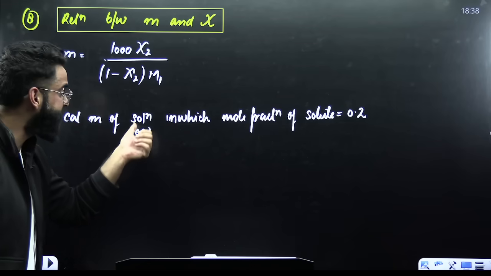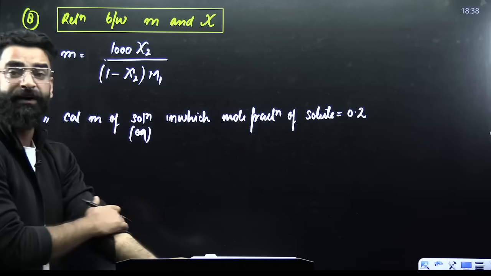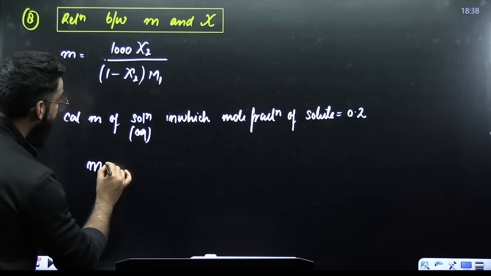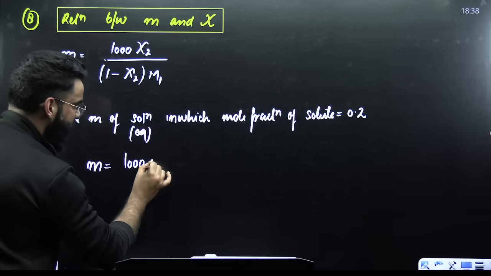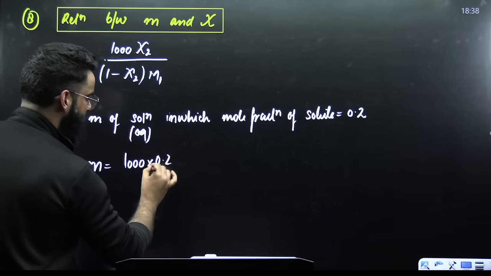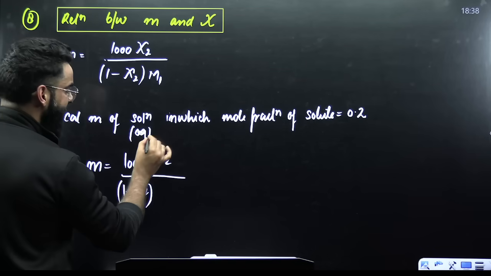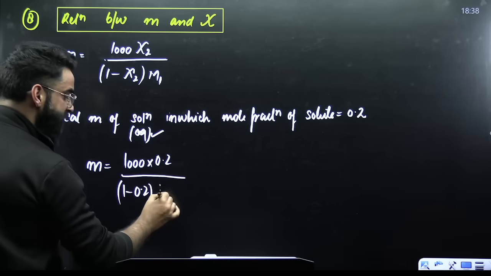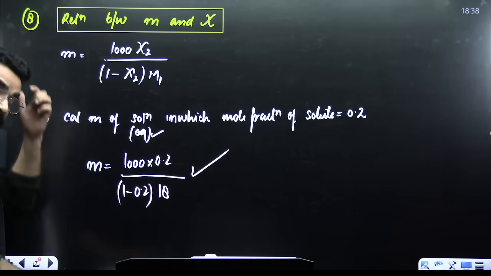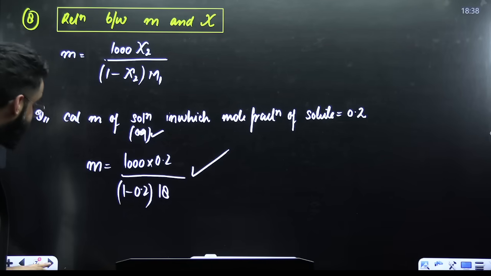Now a question can be like this. Calculate molality of the aqueous solution in which mole fraction of solute is 0.2. So what you have to do? m is equal to 1000 multiplied by 0.2, divided by 1 minus 0.2, times molar mass of solvent. Since it's aqueous, the solvent is water whose molar mass is 18. Just solve this, a bit of calculation, and you're done.